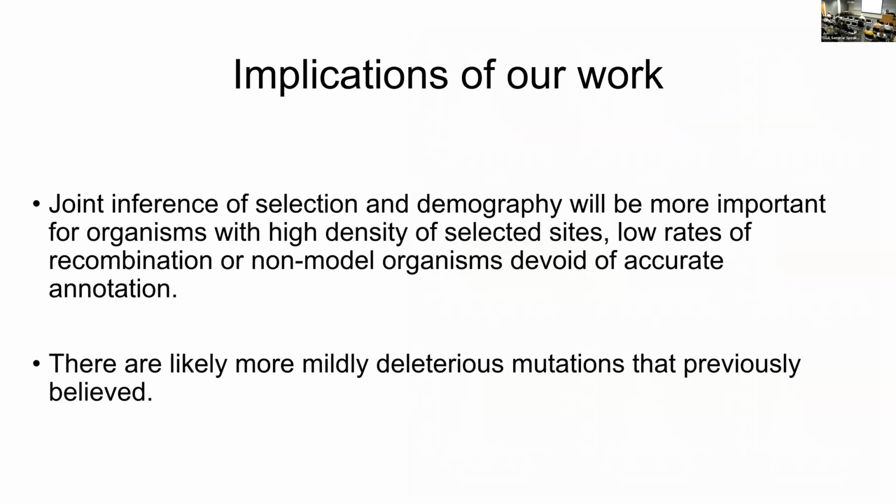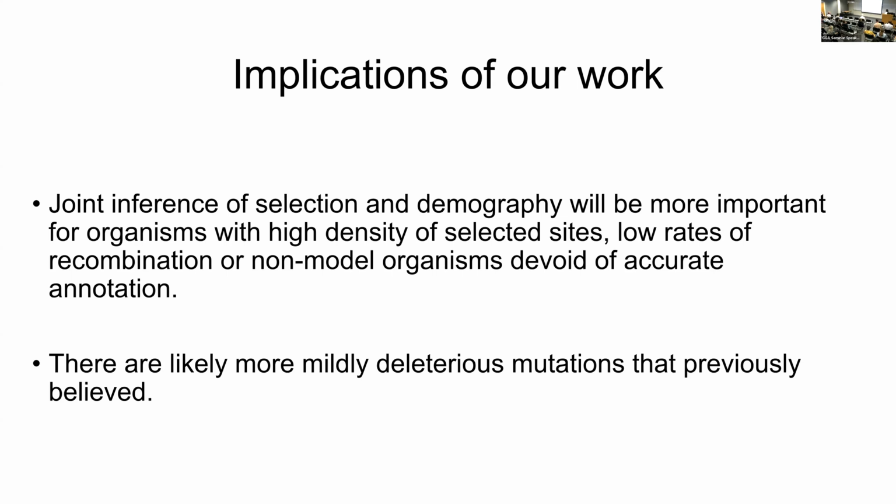Okay. So I just want to talk a little bit about the implications of these results and this work. The first is that joint inference of selection and demography will be more important for organisms with a high density of selected sites.